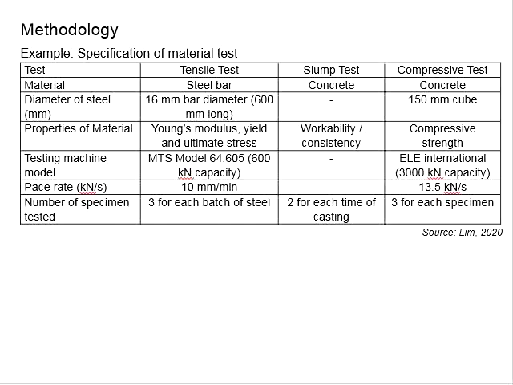Now you want to know the property of the concrete. You can conduct the slump test. It is meant for workability or consistency. Then probably you need to specify how many tests you need to conduct for each batch of concrete. And then the compressive strength of the concrete.